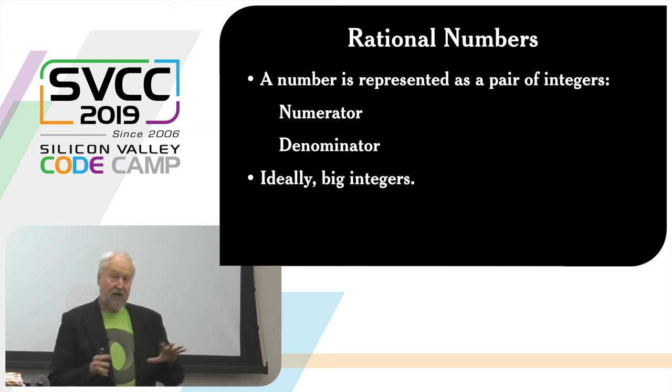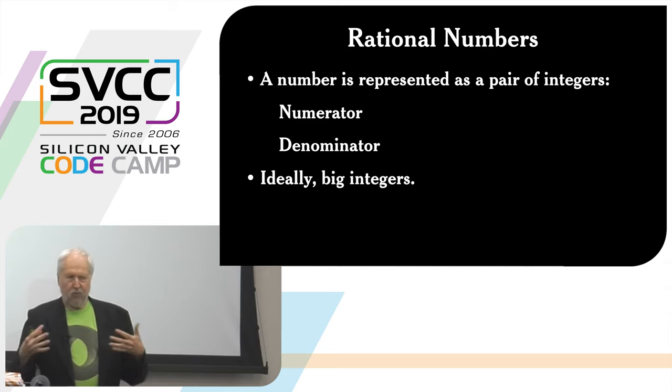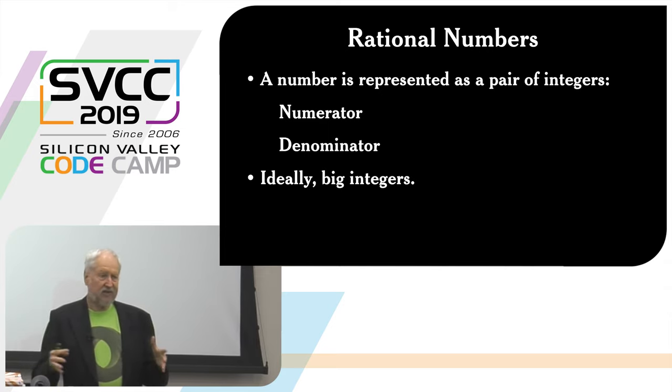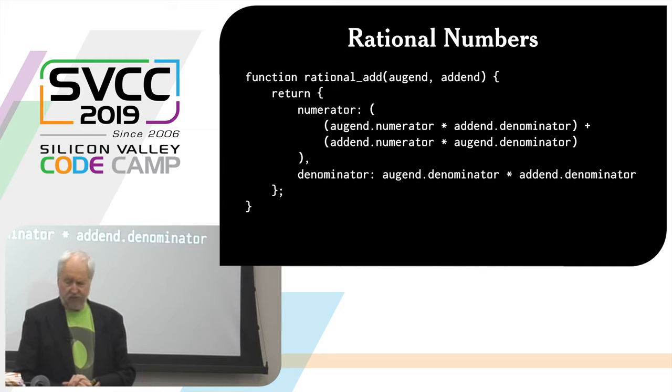And for some applications, it goes really fast, and the results are exact, in that we can represent all of the rational numbers up to some range using this format. But we want to use big integers in doing this, because ordinary integers can't hold enough range. So here's how we might do an addition using rational numbers.